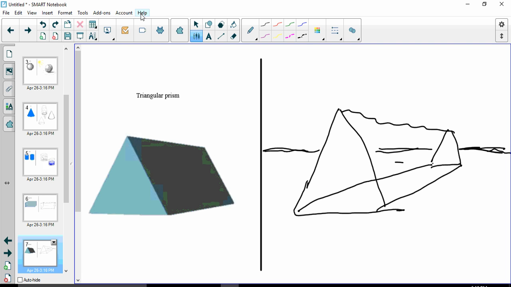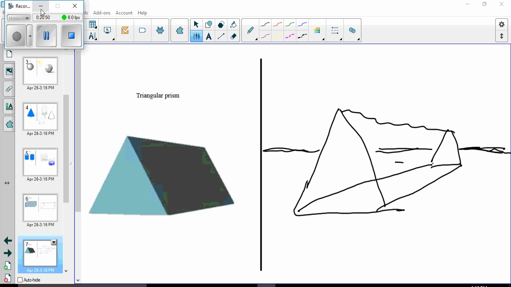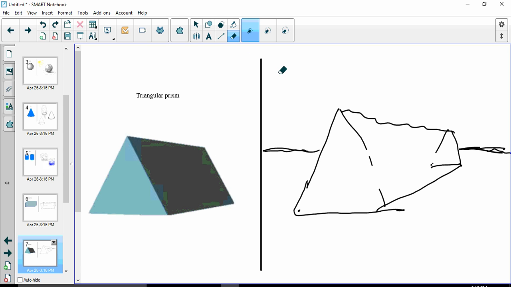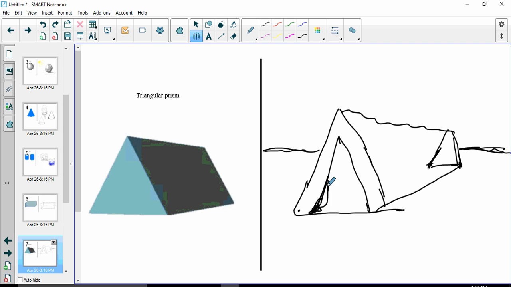This figure right here could be a tent. I can transform this into a tent, and I'm gonna do that, and the lesson is over. There I go, here goes my tent. I erase this line here.